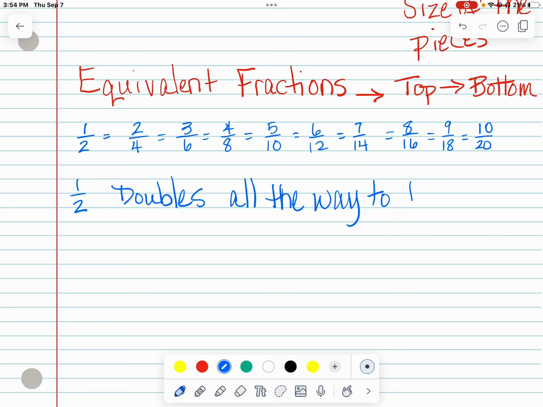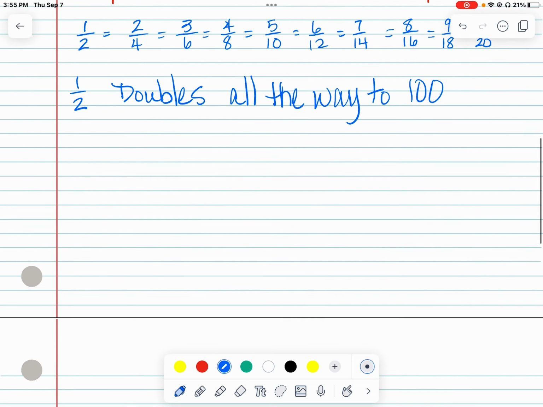And that's something that you can practice. But math is going to expect you to recognize this relationship just by visually seeing it. Math is going to expect you to find equivalent fractions.